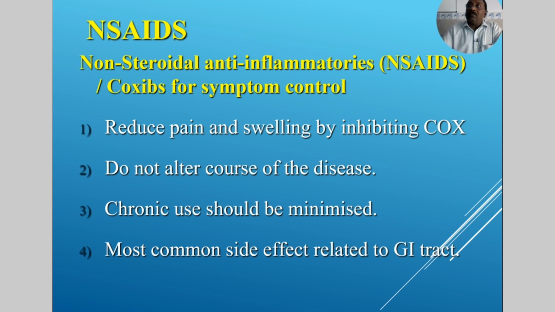So don't depend on NSAIDs in rheumatoid arthritis because they don't alter the course of the disease. They don't stop the progression of the disease. They don't stop the aggressiveness of the disease. This is a progressive, aggressive, and dynamic disease, rheumatoid arthritis. A chronic use should be minimized because of the NSAID side effects. The most common side effect is related to the GI tract, very common in our Indian population, very common in our Godavari population, because a lot of the people are smokers and alcoholics, and they take a lot of non-vegetarian diet. So very preferably you write very few NSAIDs.